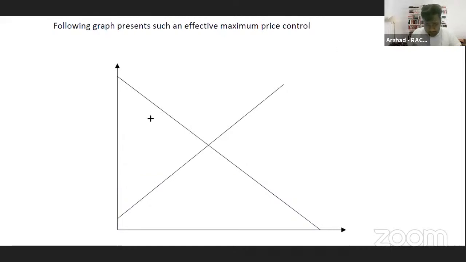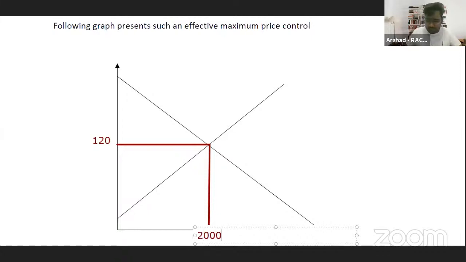Now, we'll forget about this maximum price. Let's assume this is the market for coconuts, let's say two months ago. Let's say the price of a coconut was 120. This was the price of a coconut. There were, let's say, 2,000 people buying coconuts. There was a quantity demanded of 2,000. Okay, this was the initial story.